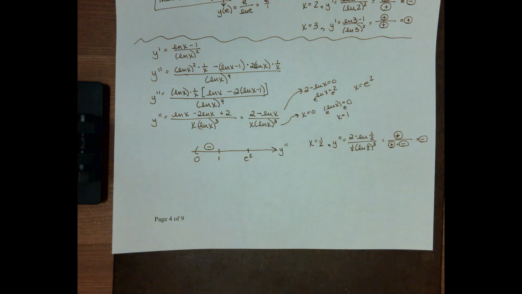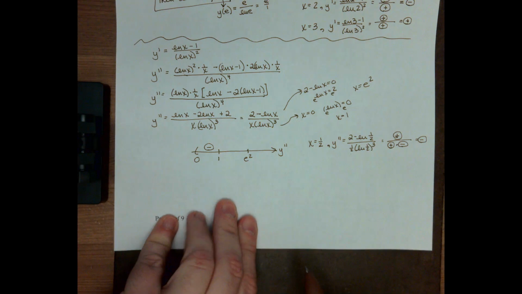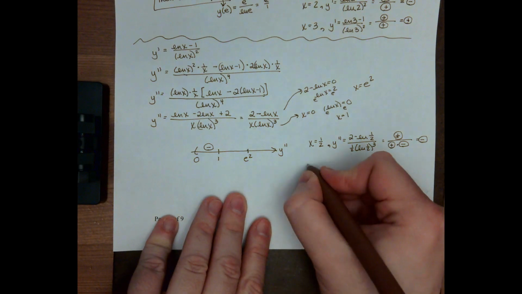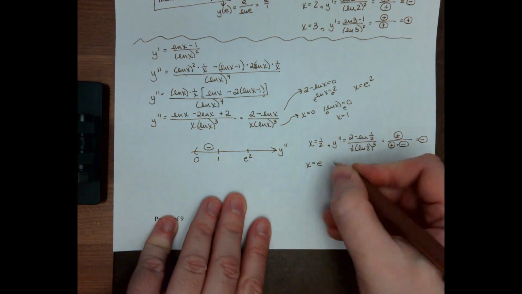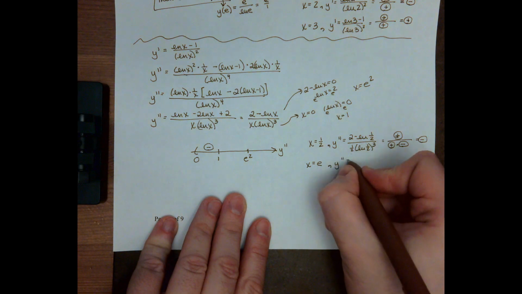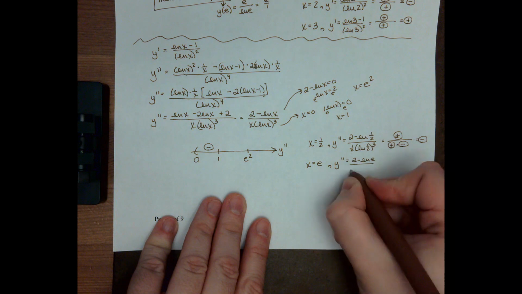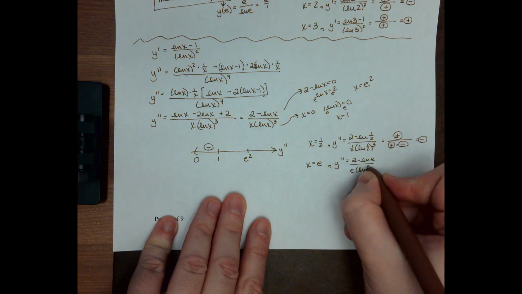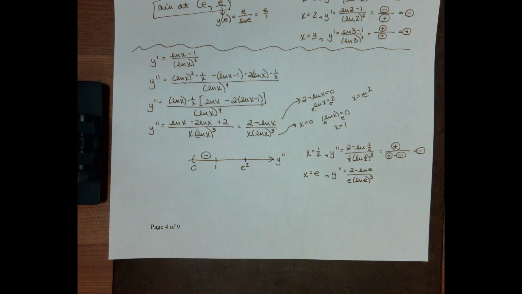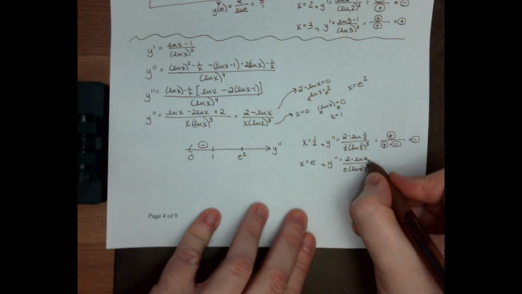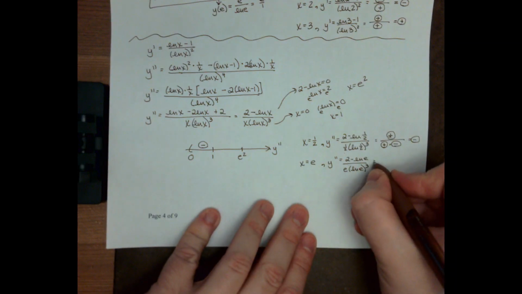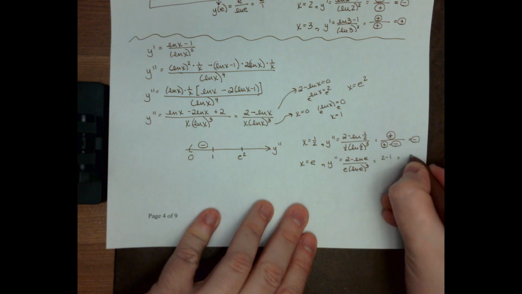Now, as for a good number between 1 and e squared, I actually think a really nice number to plug in would be e. And if I do that, I get y double prime is 2 minus the natural log of e over e times the natural log of e cubed. Please tell me if that is positive or if that is negative. Natural log of e is 1. 2 minus 1 is 1. It's really just positive. That's all I care about.